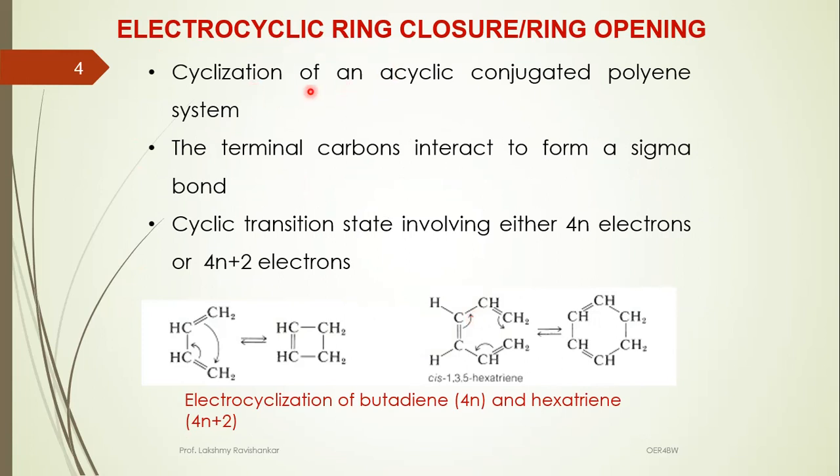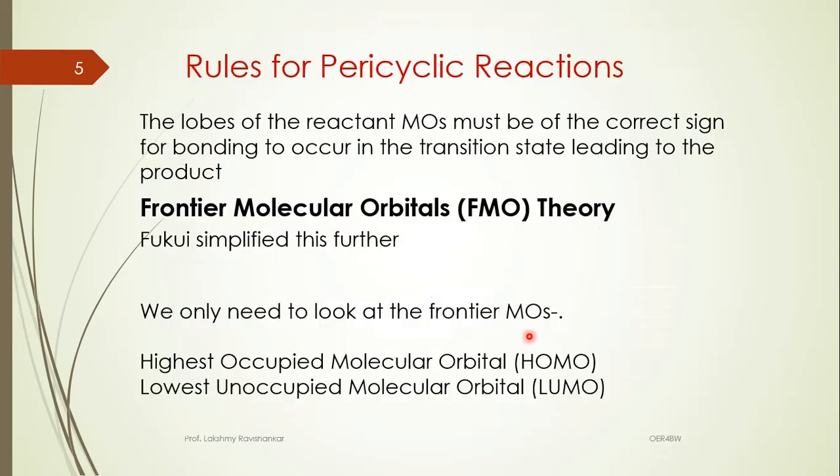So an electrocyclic ring closure is essentially cyclization of an acyclic conjugated polyene system such that the terminal carbons interact to form a sigma bond. It will proceed through a cyclic transition state which could involve either 4n electrons or 4n plus 2 electrons. We consider butadiene going over to cyclobutene. This is an example of a 4n system, whereas hexatriene going over to cyclohexadiene is an example of a 4n plus 2 electron system, because this has got 6 electrons participating in this reaction.